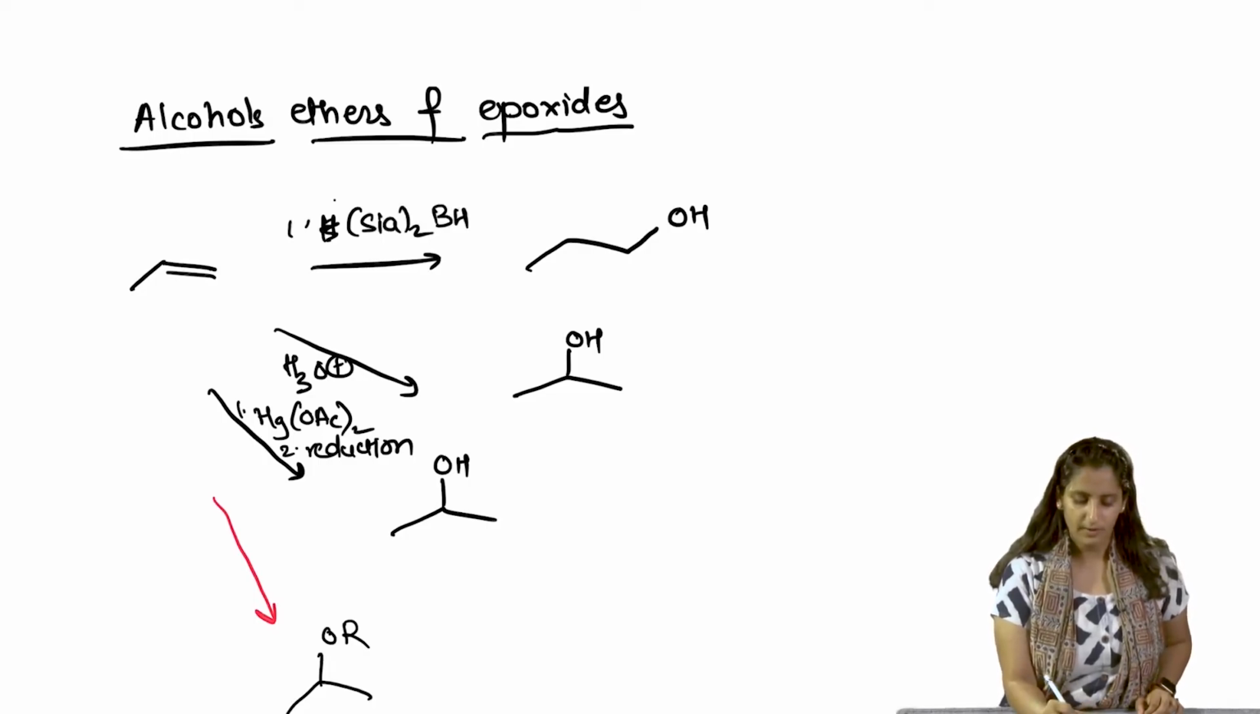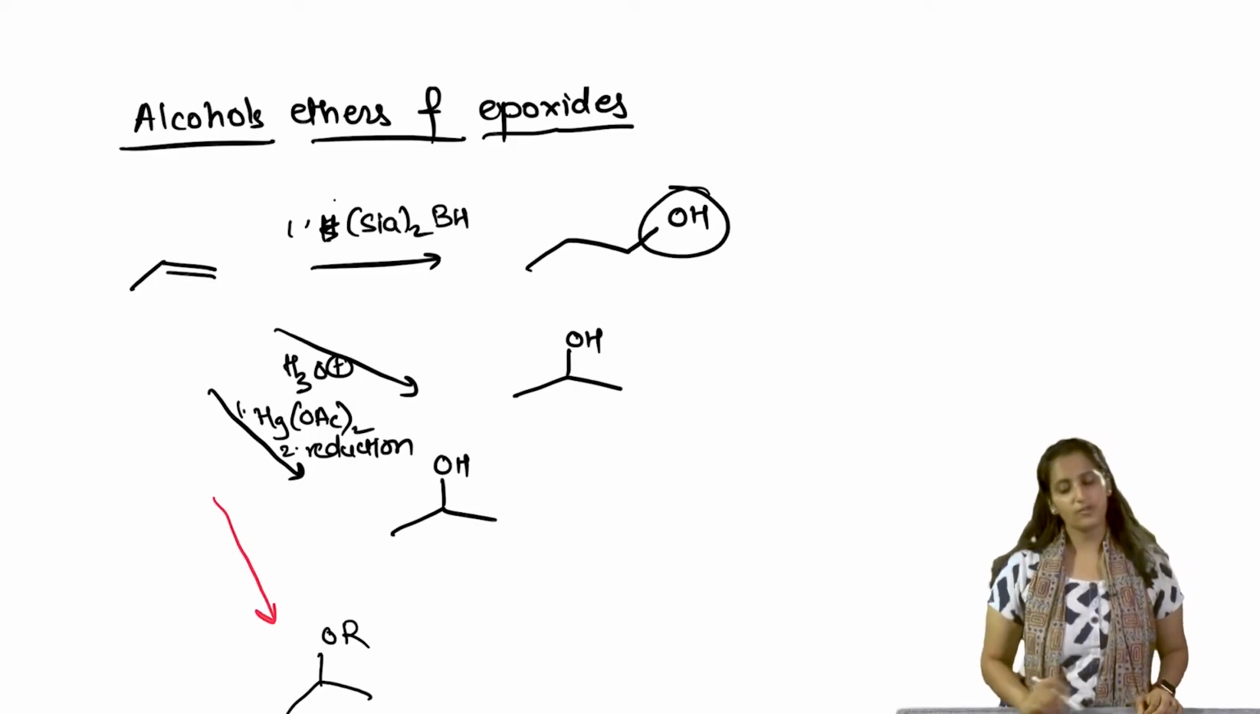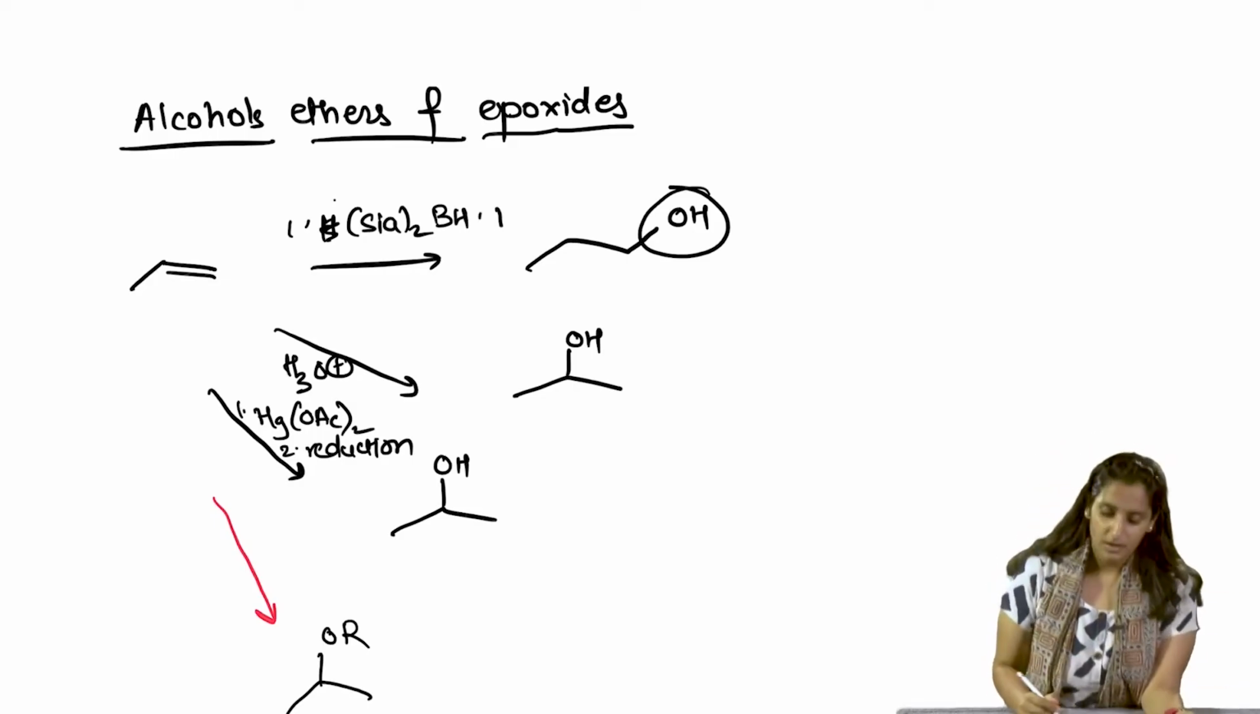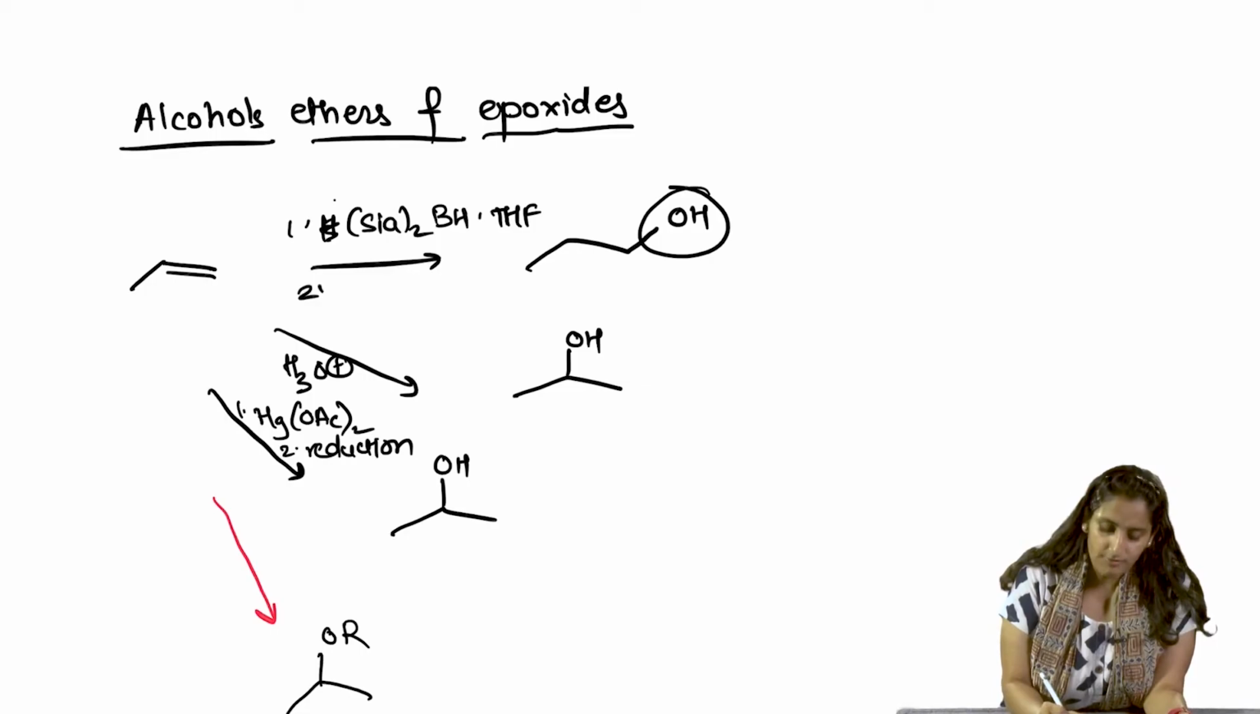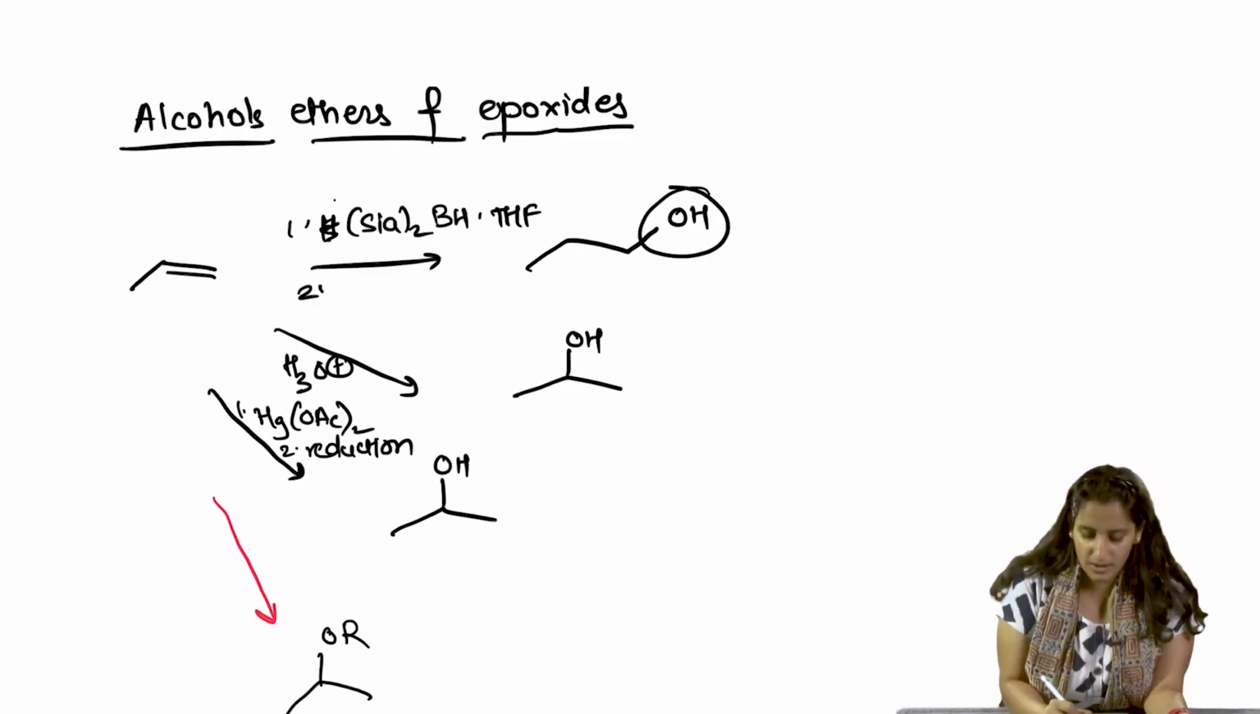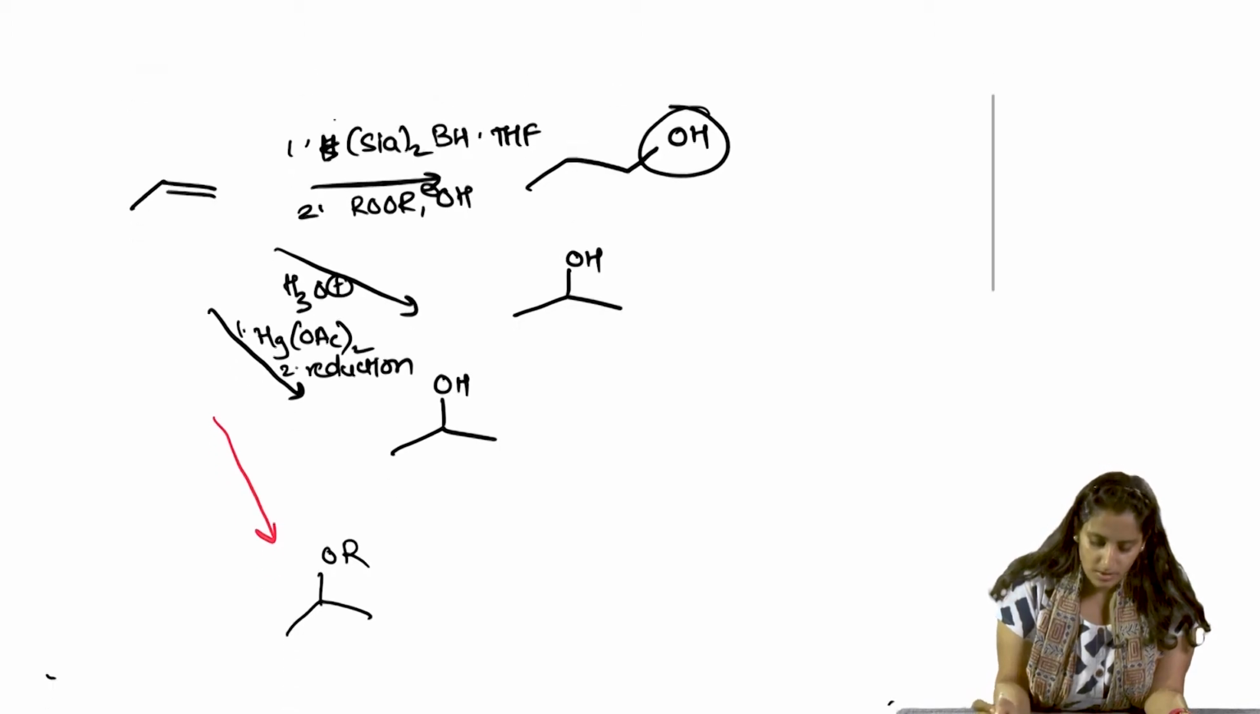hydroboration. Now, hydroboration will form the OH on the less substituted carbon, BH3 and THF, and the second reaction will be an oxidation reaction. So, it will be ROOR and OH minus.